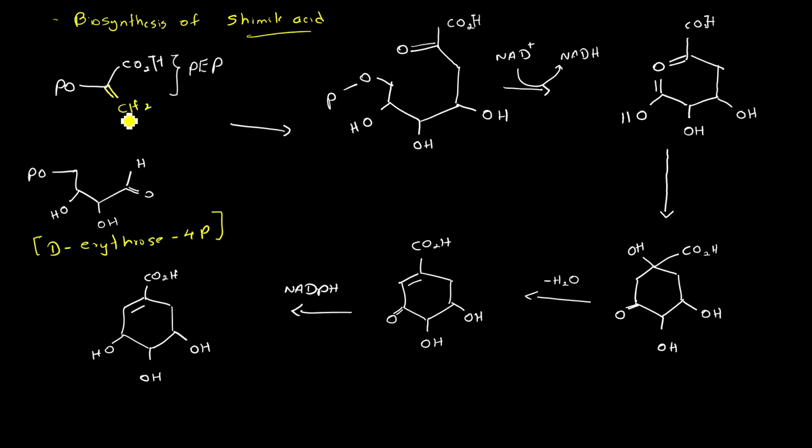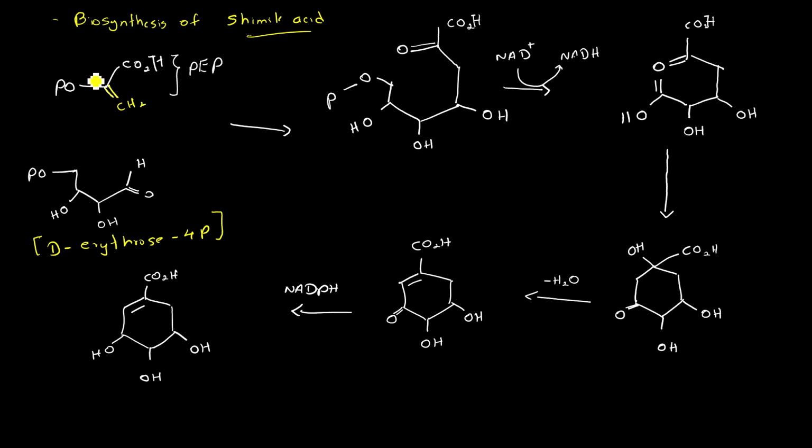Some textbooks draw it like this, and some textbooks draw the regular structure like this. So both are the same. There is no oxygen over here. This is an alkene, a double bond over here, so there should be a CH2 over here.